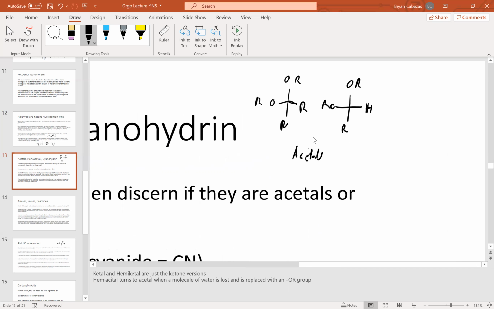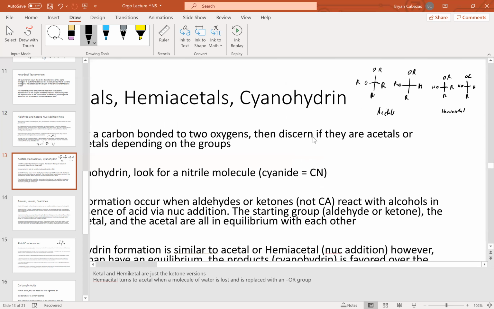When you have a hemiacetal, as you can tell by the prefix hemi, one of the groups, instead of being another OR, another ether, is just going to be a water molecule, right? These would be your hemiacetals. Okay, and then you're going to have your cyanohydrin.